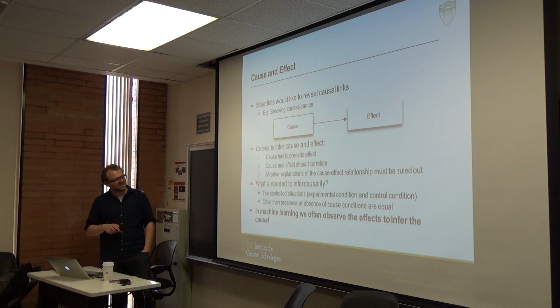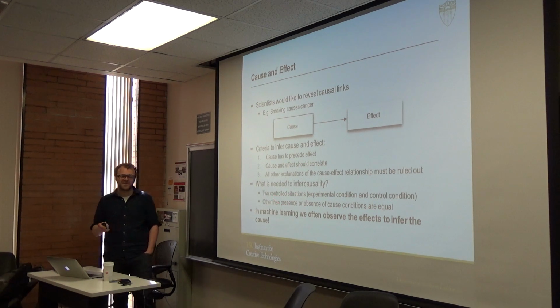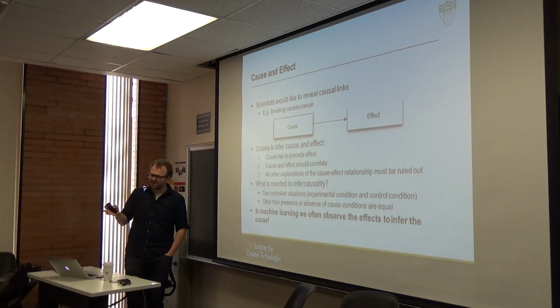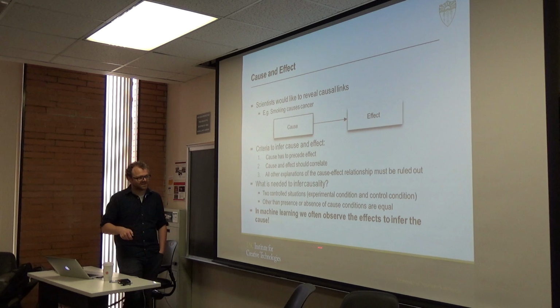To infer causality, we need to have two conditions, the experimental or treatment condition and the control condition, and we need to make sure that all the other variables are equal between the two. So in machine learning, we often observe the effects to infer the cause.